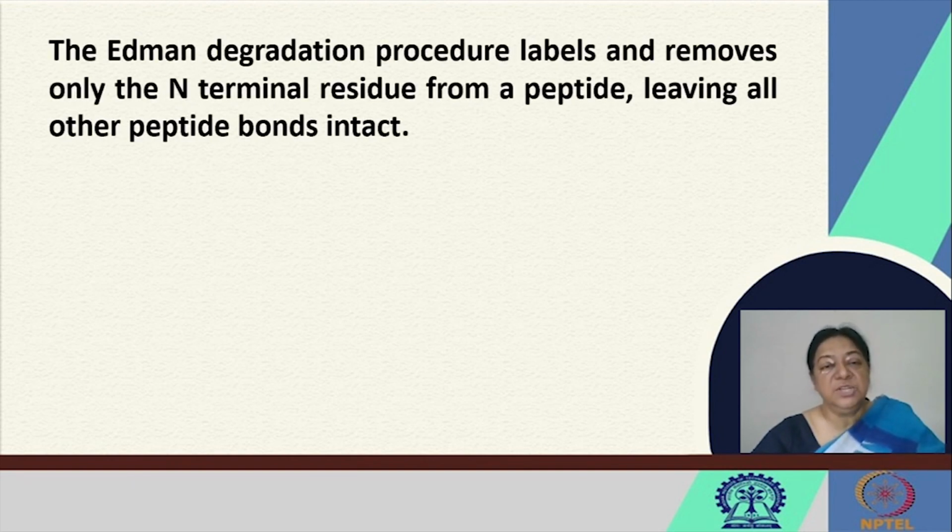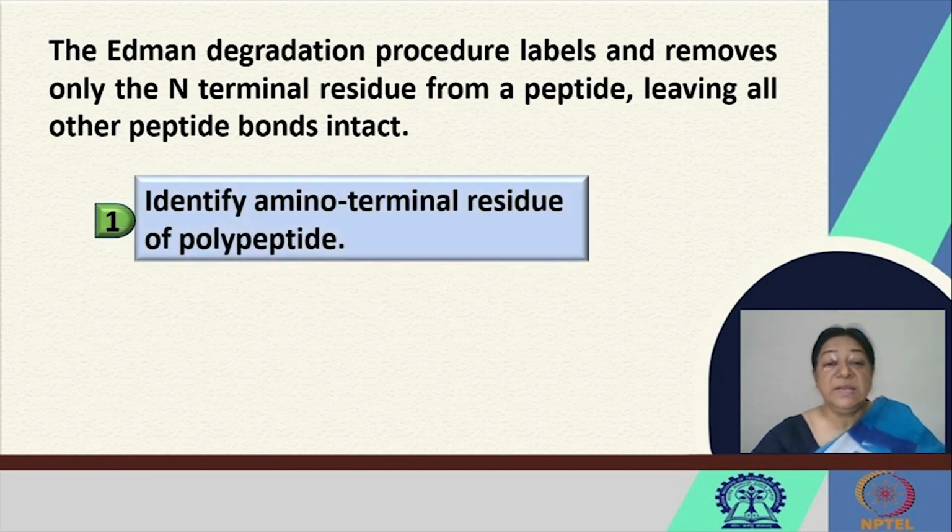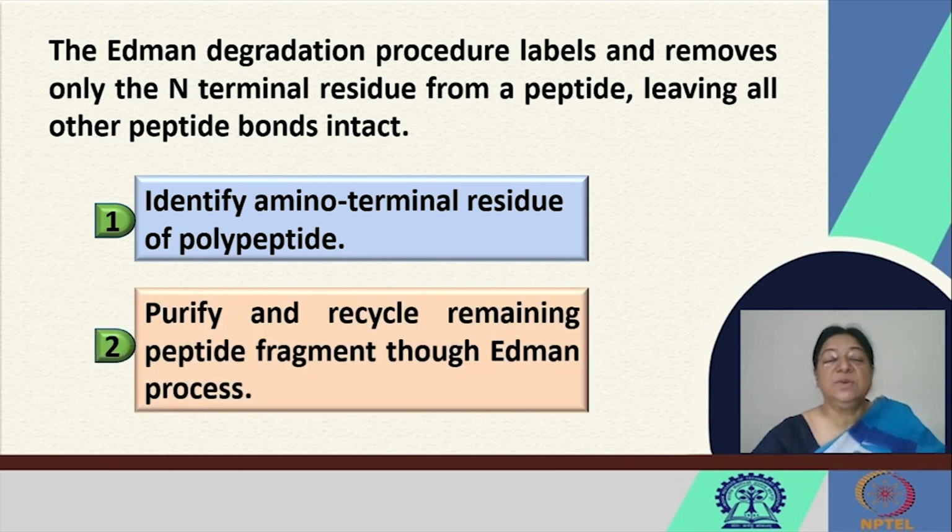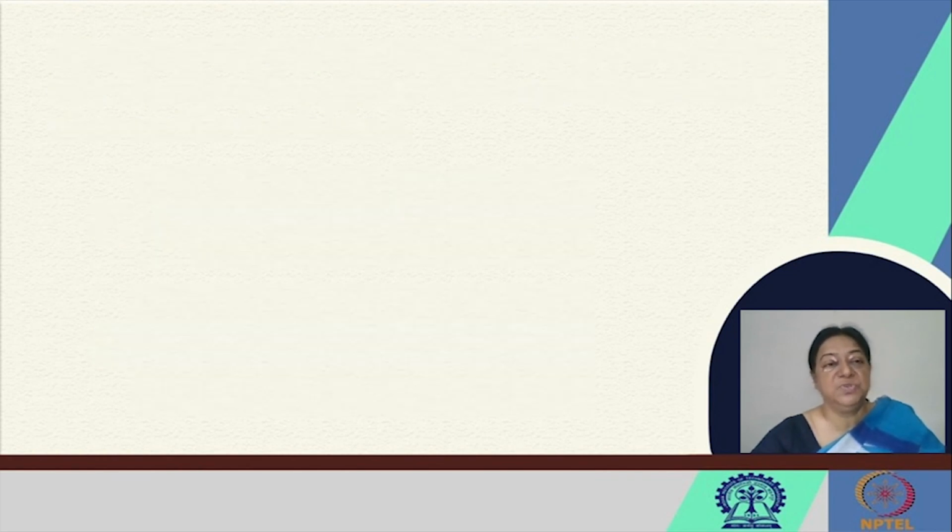So the Edman degradation procedure labels and removes only the N-terminal residue from a peptide and leaves the other peptide bonds. So it can identify the N-terminal residue of the polypeptide and the others can be purified and recycled for the Edman process, and from that we can then determine the sequence of the peptide, because each time we will now have a new N-terminal because the previous N-terminal has been removed by the Edman degradation procedure.